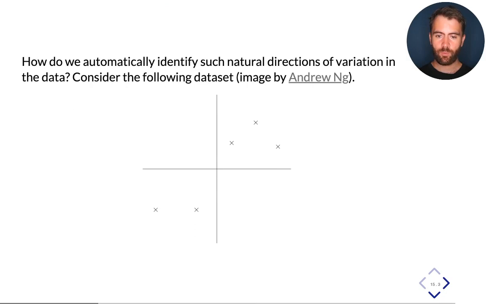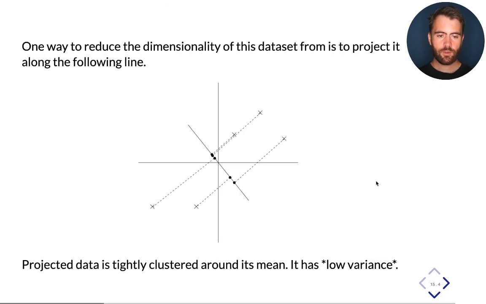So to make this a little bit more precise, let's look at the following simpler data set. Here we only have 5 points. One way in which we could reduce the dimensionality is to use the following line. And here I have the projections of the data on this one plane. This data here is tightly clustered around the mean. And we call this projection as having low variance. So the black points, which are the projections on this low dimensional plane, are all similar to each other, and so they have low variance.